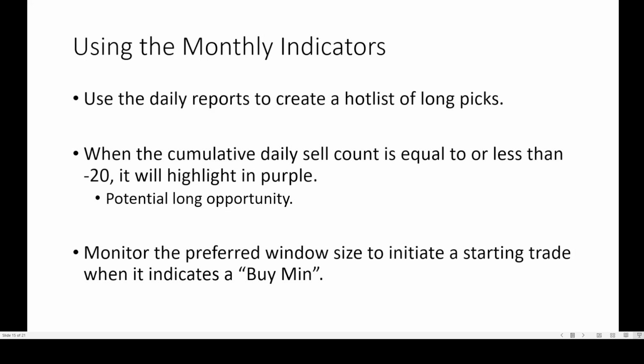When the cumulative daily sell count is equal or less than minus 20, it will highlight in purple, and this is where you want to start building your potential long opportunity list. You want to monitor the preferred window size to indicate a starting trade when it indicates a buy minimum. It will go from a sell none to a buy minimum, and that's where you want to start taking your position. Unlike the daily indicators, where you should not follow the position and make a trade on it, the monthly indicators are slower and more applicable to actually using as a trading indicator.